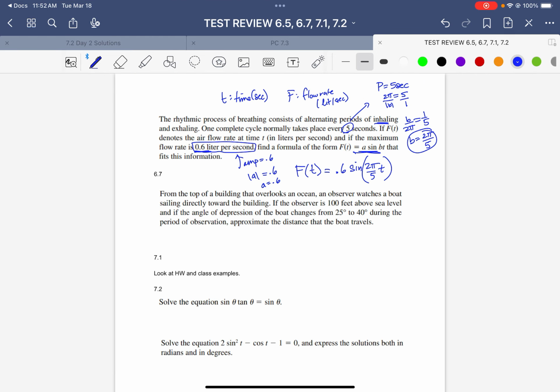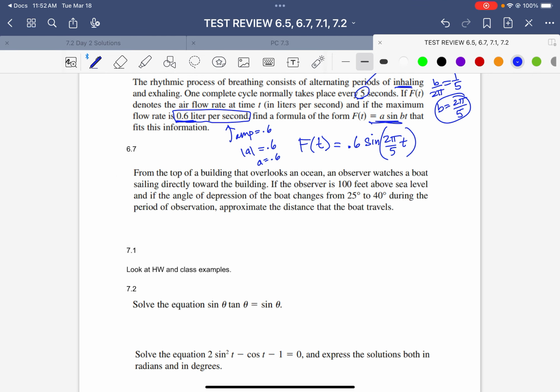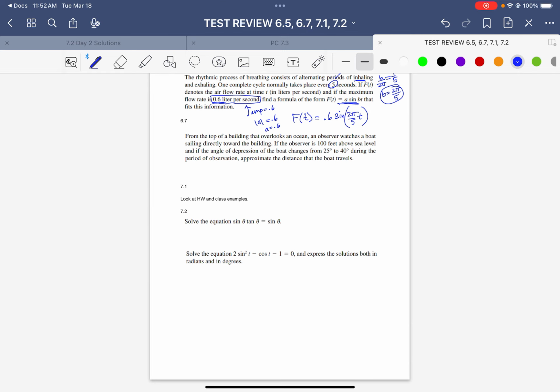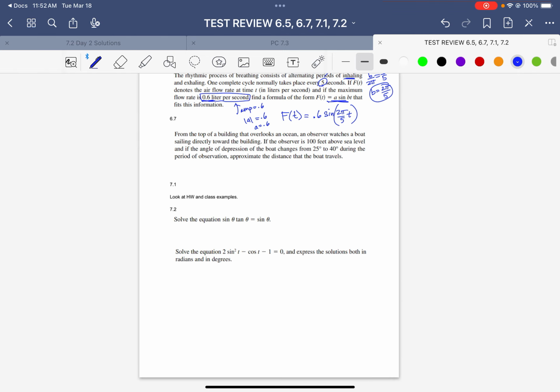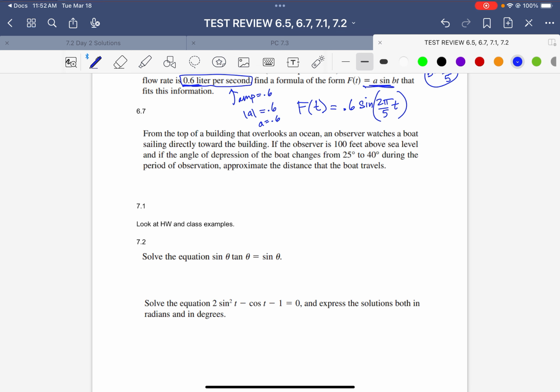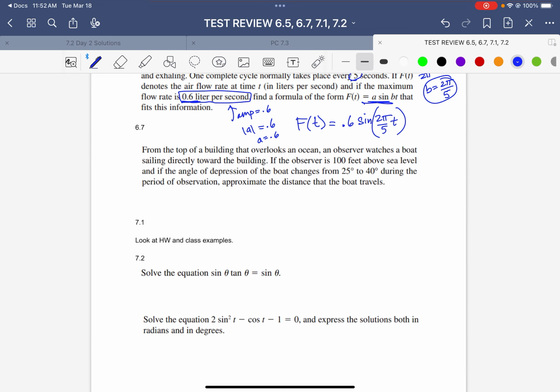All right, I think I might have time for one more. The 6.7 question. So if I look at the 6.7 question, this is from the top of a building that overlooks the ocean. An observer.